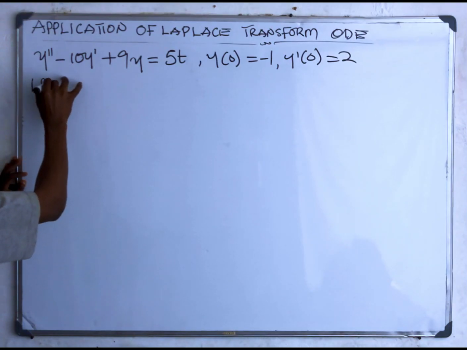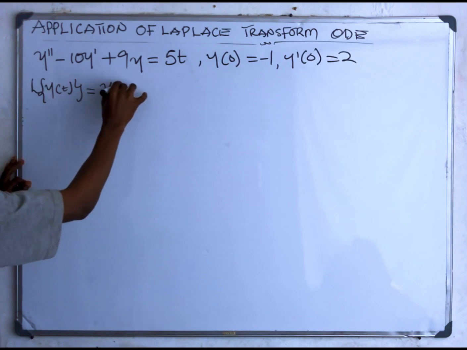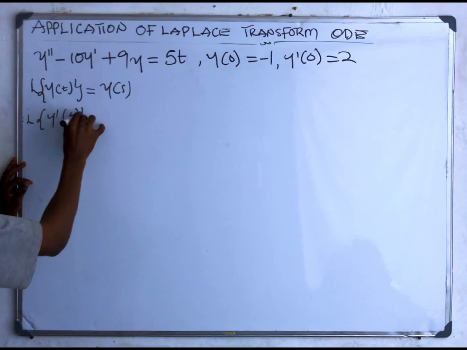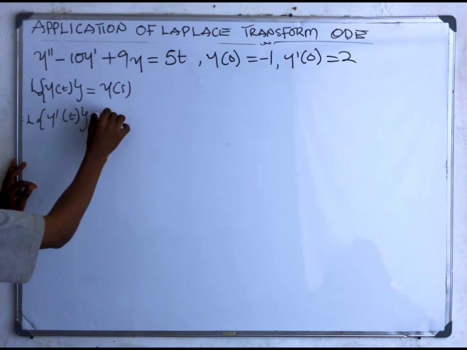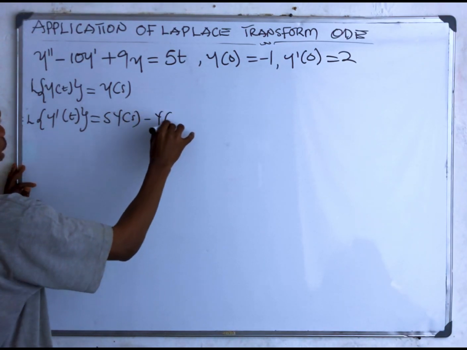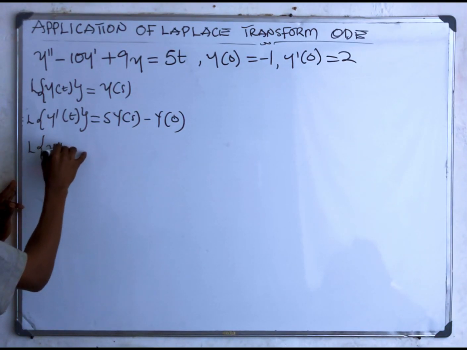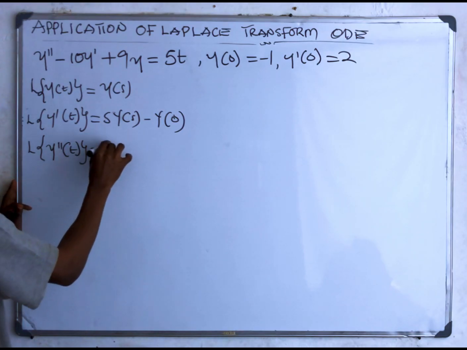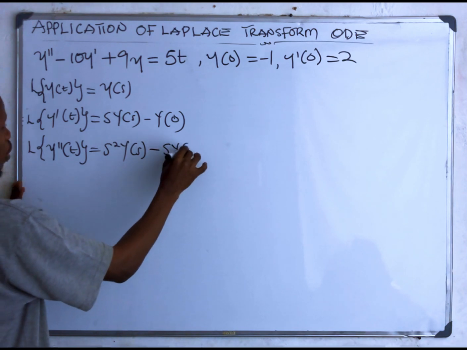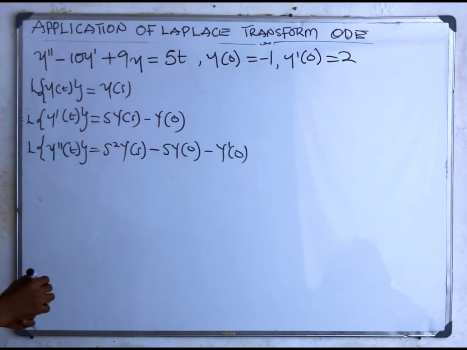So y of t, if you transform this, you have y of s. Then y prime of t, if I transform this, I have s y of s minus y of 0. Then I have this last one, which is y prime prime of t. By transform, I have s squared y of s minus s y of 0 minus y prime of 0. So this is what we have.